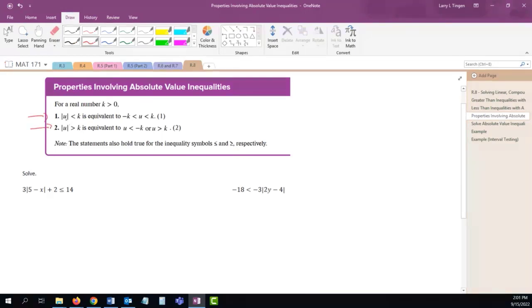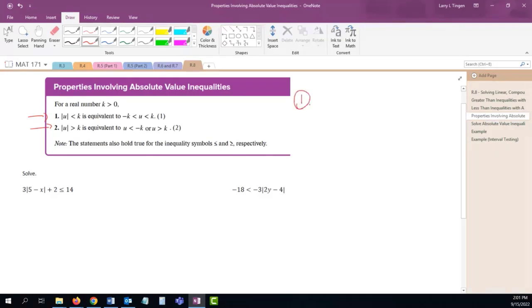For what we were doing before, this little lowercase u here is the uppercase x that I was using. For some absolute value of u less than k is equivalent to... see what happens, once I can get it into this form, I can write it without the absolute value, which means I can start doing math with it. So that means I need to get this by itself.